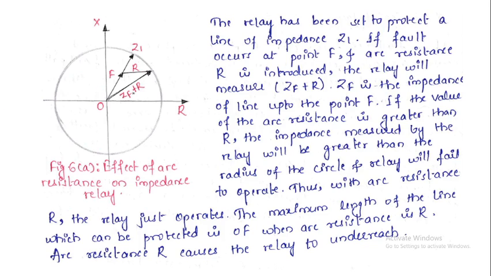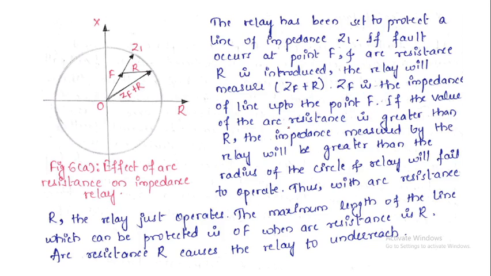So this is an impedance relay characteristic, which is circular, where O to Z1 is the protective area of the relay. The relay has been set to protect a line of impedance Z1. If a fault occurs at F1, the arc resistance R is introduced, and the relay will measure ZF plus R. Here ZF is the impedance of the line up to the point F.